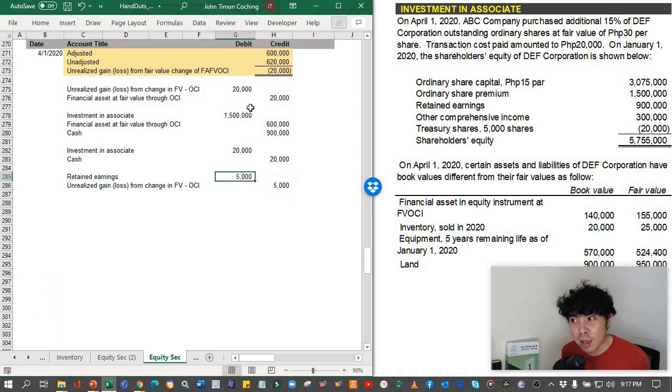And para isara yung debit balance ng ating OCI or OCL, i-debit ngayon natin yung retained earnings for 5,000 pesos. Kaya kapag ang ating financial asset in equity instrument is in FVOCI, hindi tayo nagre-recognize talaga ng gain or loss na makikita sa P&L. Kasi nga, hindi nire-recycle ang OCI kapag equity investments.